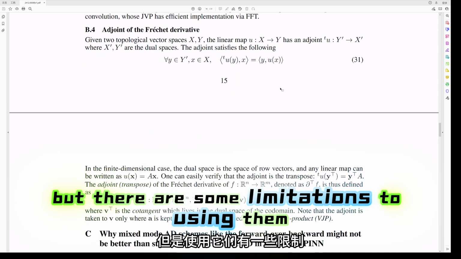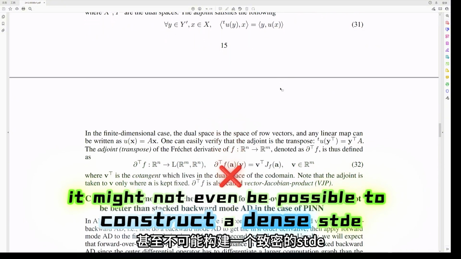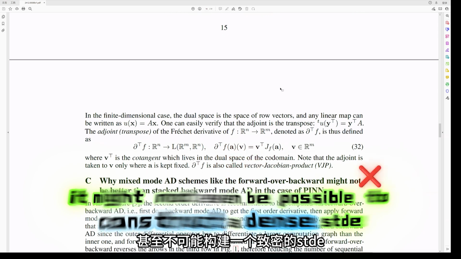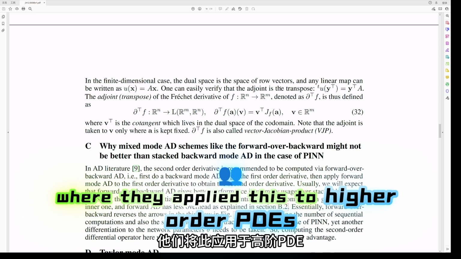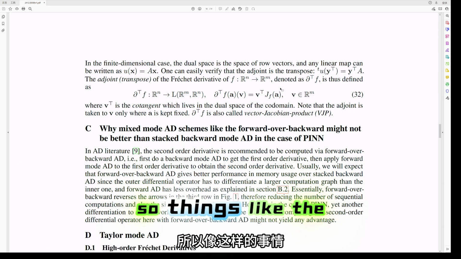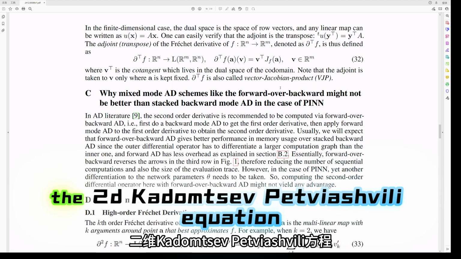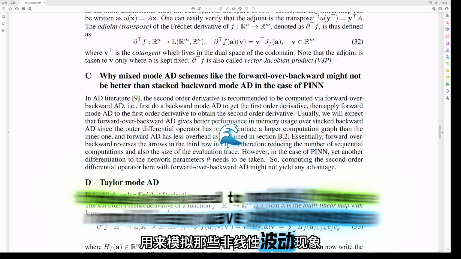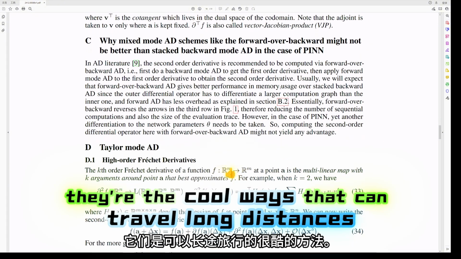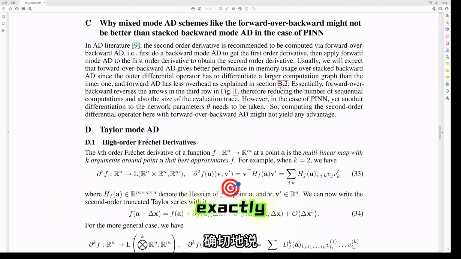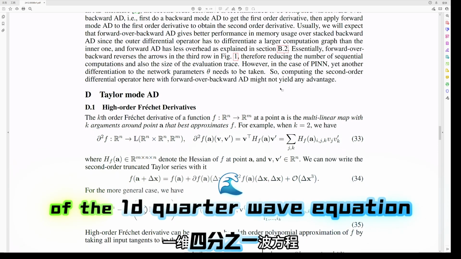But there are some limitations to using them. For operators beyond the second order, it might not even be possible to construct dense STDE. They also looked at some cases where they applied this to higher order PDEs, things like the 2D Korteweg-de Vries equation and the 2D Kadomtsev-Petviashvili equation. Those are used to model nonlinear wave phenomena. So they're the waves that can travel long distances without changing shape. Exactly. And they even looked at a gradient-enhanced version of the 1D Korteweg-de Vries equation.